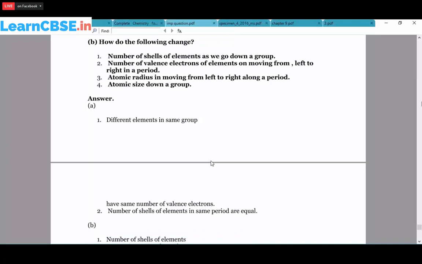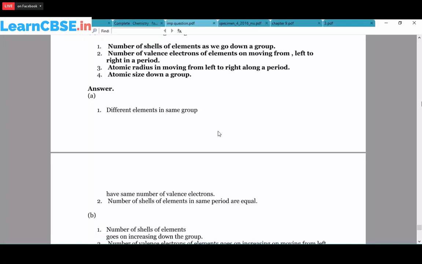How do the following change? The number of shells of the elements as we move down the group: it increases because the atomic number also increases. So the number of shells increases when we move down the group.